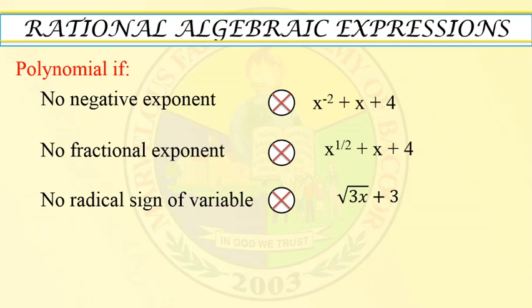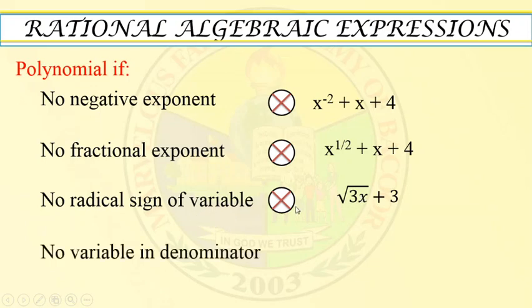Wala dapat variable sa ating radicand. Gaya dito, x, radical sign, and then x. Hindi pwede na merong variable sa ating radicand. Pero kung yung number lang yung may radicand, okay lang. Basta wag lang kasama yung variable. And then last is no variable in the denominator.